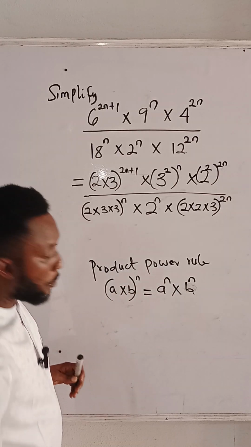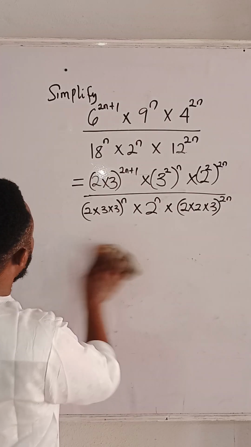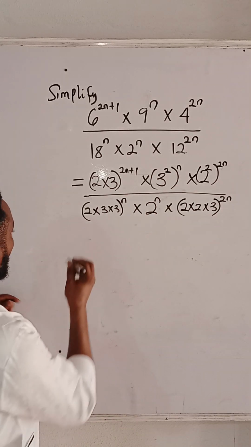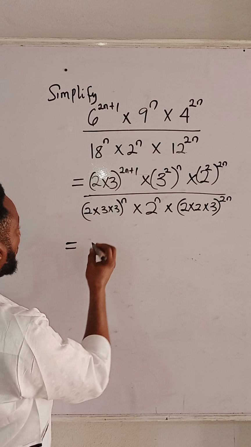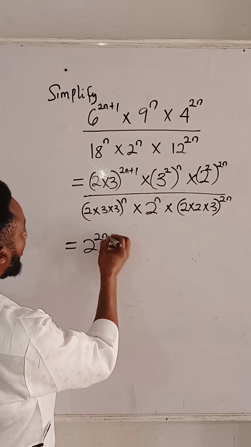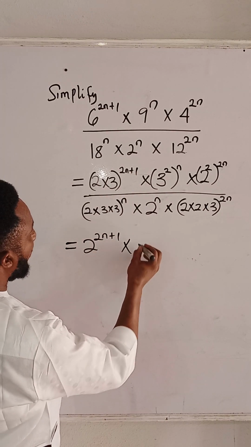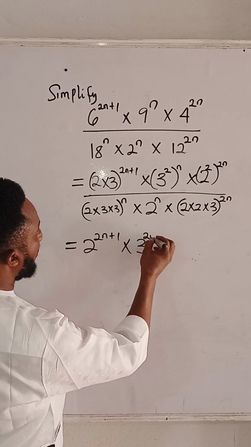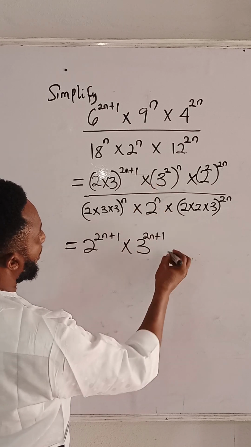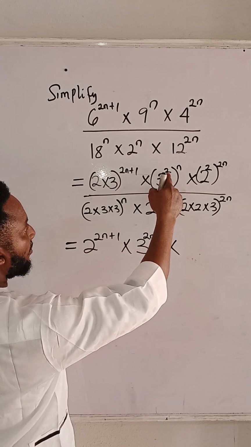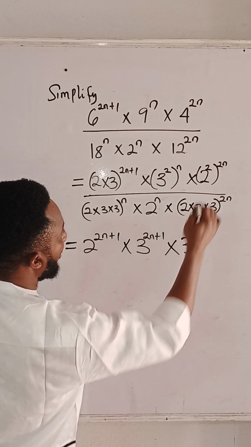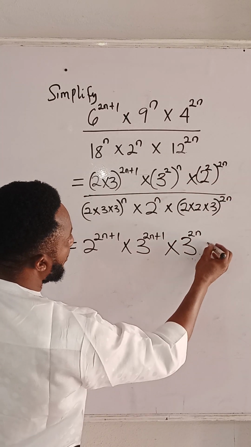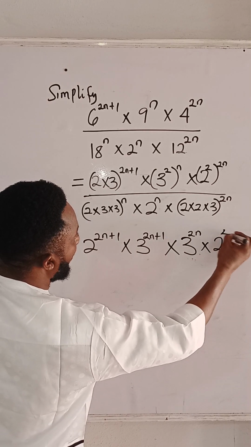With this law, we can write this expression as 2 to the power of 2n plus 1 multiplied by 3 to the power of 2n plus 1. Here we use the power rule. 2 times n is 2n. 3 to the power of 2n. Here we use the power rule. That will give us 2 to the power of 4n.